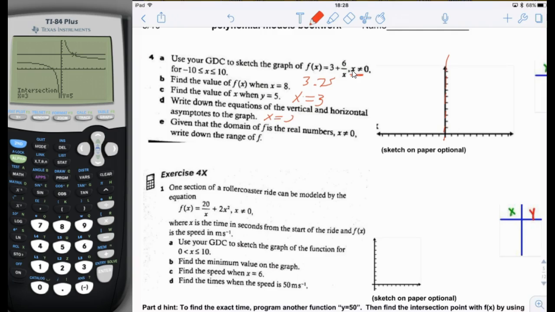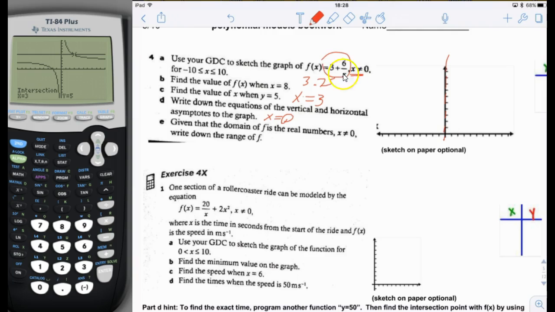Okay? Another way you might do it is, hey, what value of x would make this explode? If you put 0 in for the denominator, 6 divided by 0, if you do it on a calculator, you'll see error, but it's also known as infinity. So that's also a way to figure out that x equals 0 is the vertical asymptote.